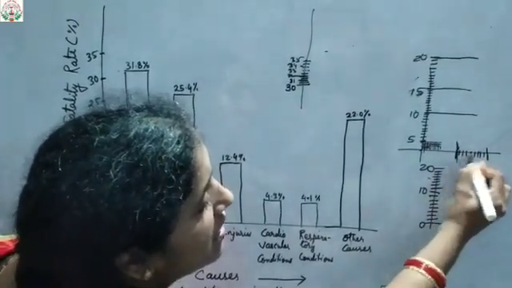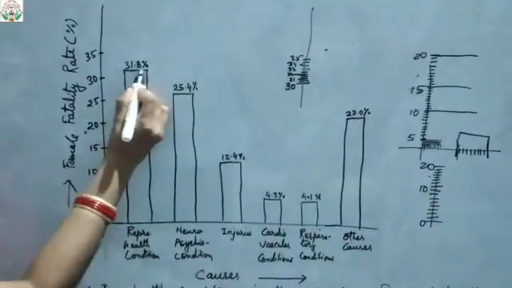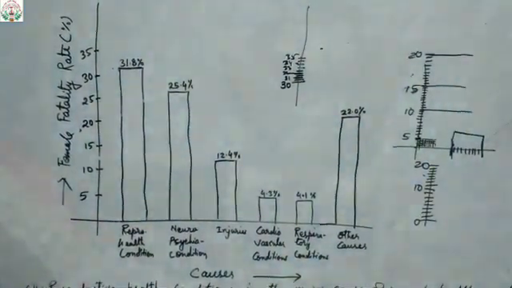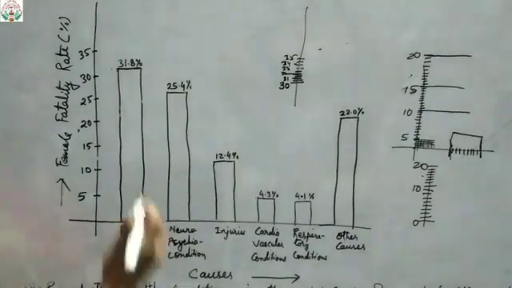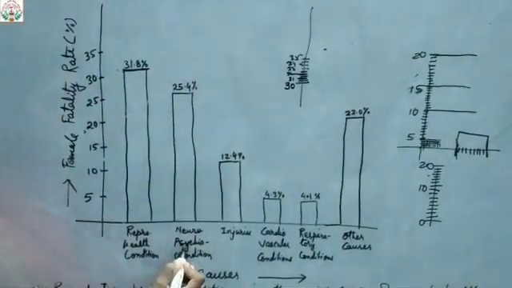So likewise, dark lines are there. Take this width as the bar width, so that it is the same everywhere. Is it clear, children? So now 31.8 is done. Same way for neuropsychiatric conditions.